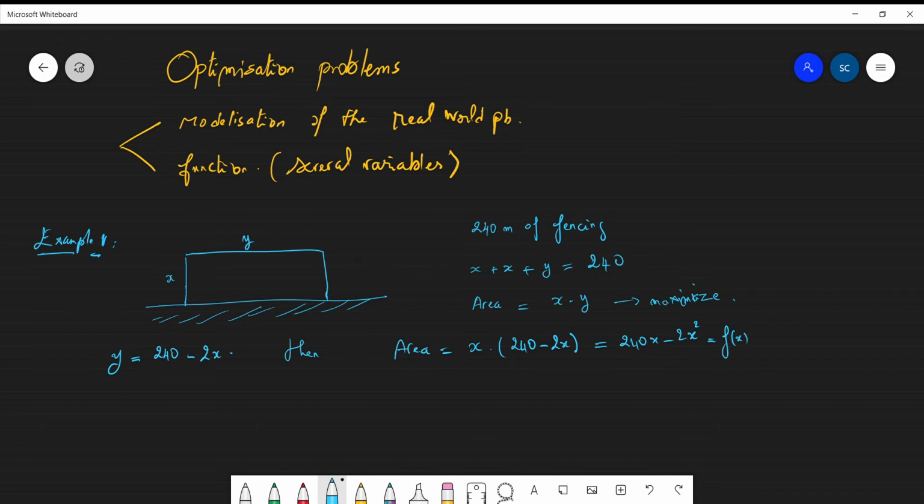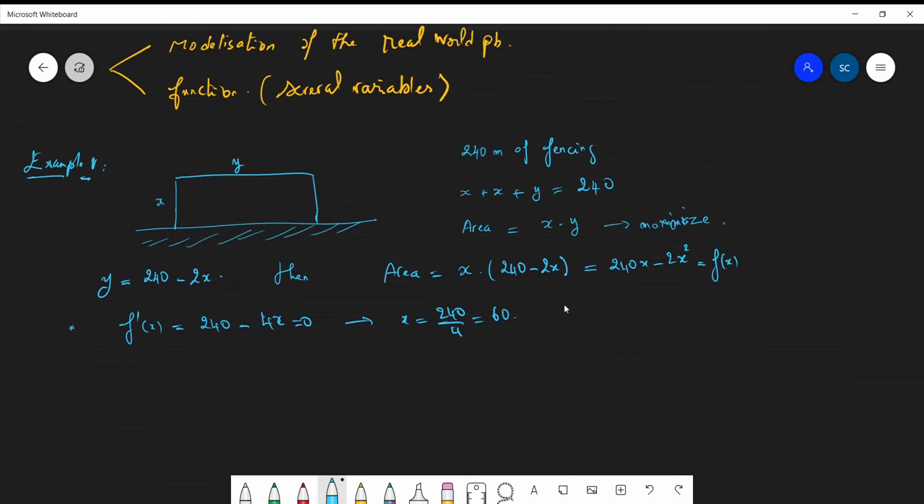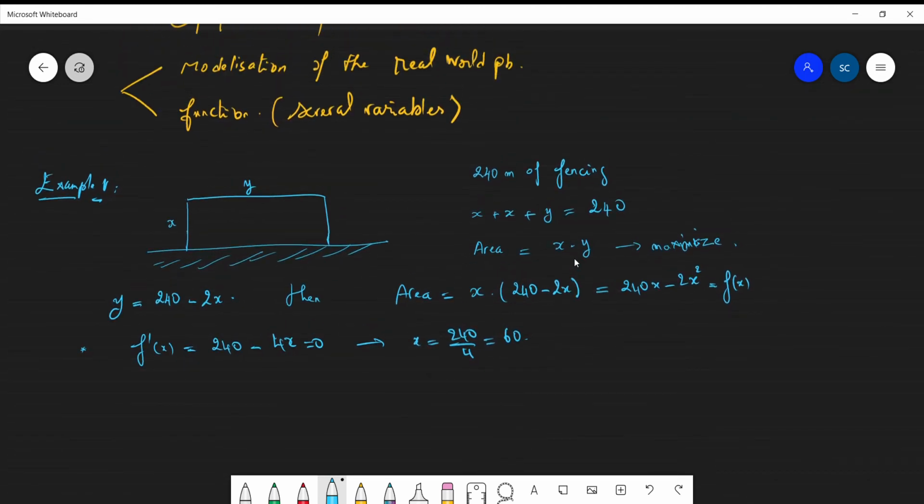And I see that I have a function of one variable. I need just to find the maximum of this function, because it represents my area. So I can study quickly my function. It's polynomial, an easy one. Critical points, derivative equals 0, gives me x equal 240 over 4, which is 60. Once I have this, I can make a small table and study my variation.